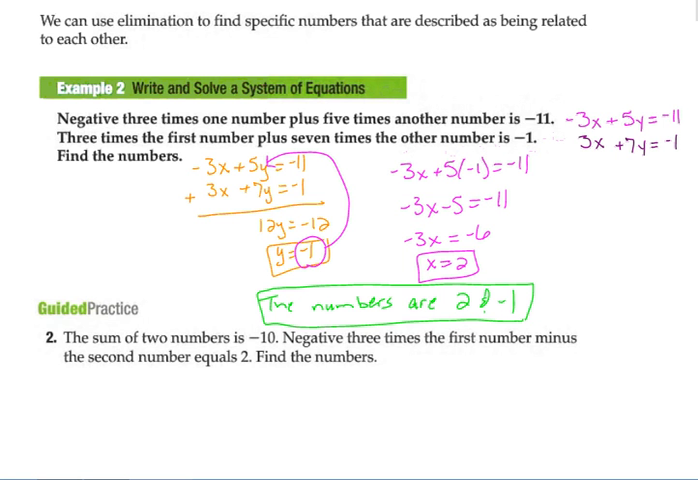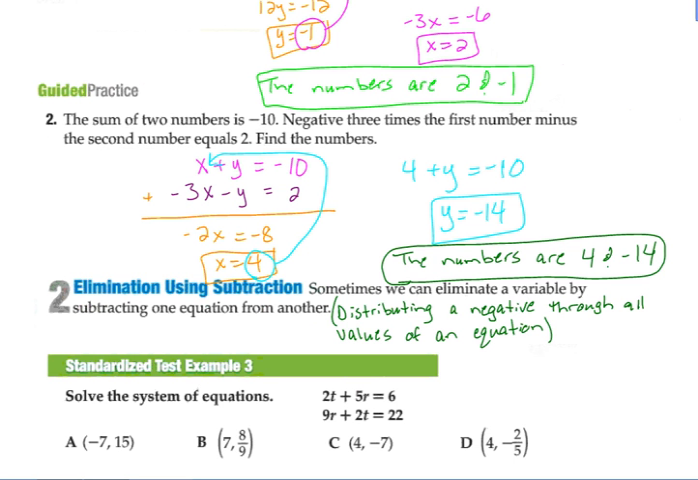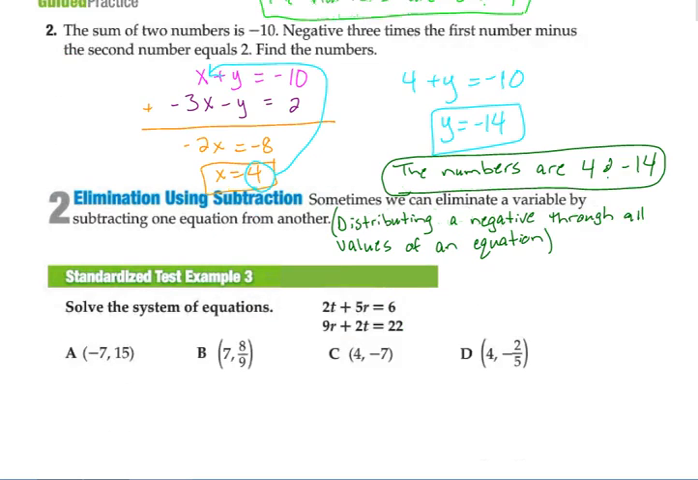With that in mind, try guided practice number 2. Okay, x plus y equals negative 10. Negative 3x minus y equals 2. With that, we eliminate the y's, find out x is 4, first number is 4, substitute that in, and find out that the second number is negative 14. Okay, moving on to 2.